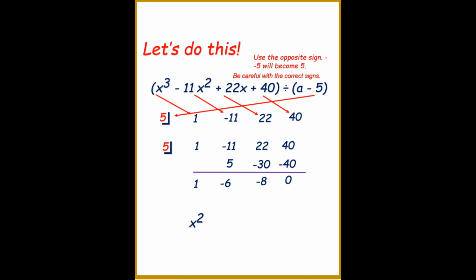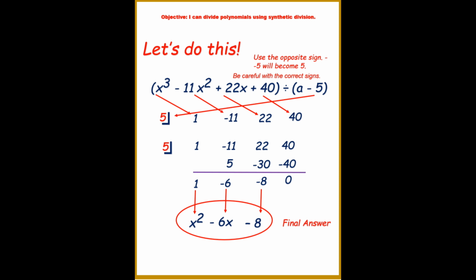So what's our next step? Let's put the answers here. X squared. Let's start with the squared. Then minus 6x minus 8. There we have it, boys and girls, ladies and gentlemen. Our final answer, x squared minus 6x minus 8. Just like that. Our objective: divide polynomials using synthetic division.